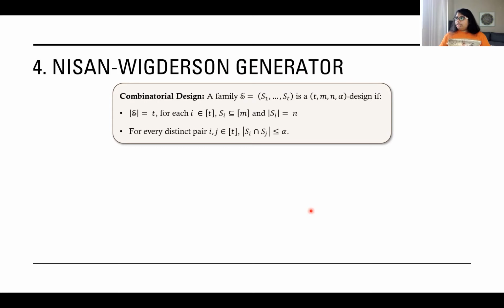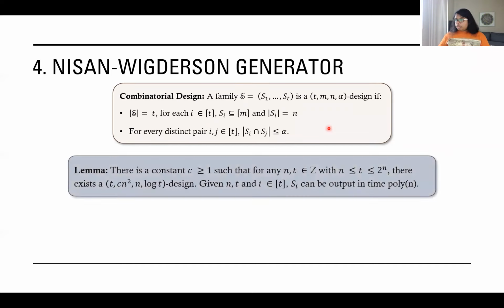Intuitively, it does the following. Let's say there is a string of length m. I want to construct subsets of indices of the string. Each subset is of size n, and there are t of these. And each distinct subset does not have too much of an overlap. The overlap here is limited by alpha. So that's how I'm going to break up my m-bit string. They have some overlap, but not too much.